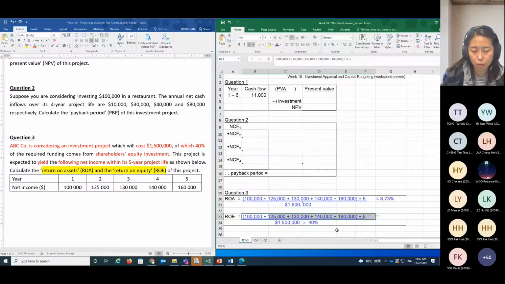Return on equity is the average net income over the investment from the shareholders. You have to remember it should be the average net income, so you have to divide by 5. The sum of the total net income is divided by 5 because it's a 5-year project.